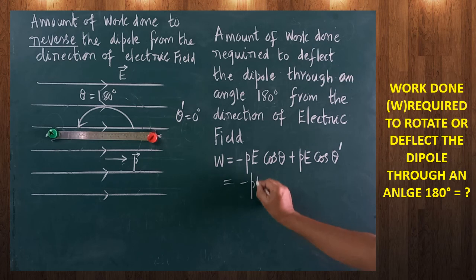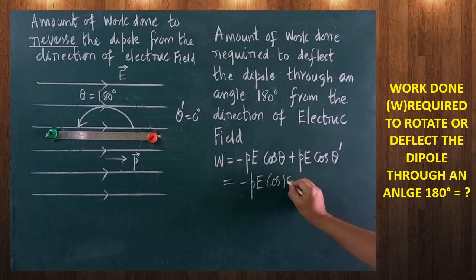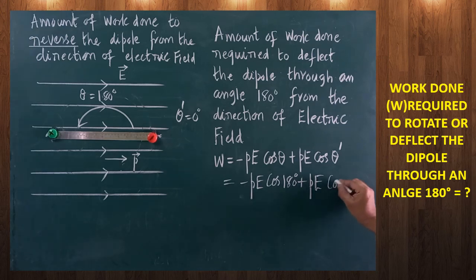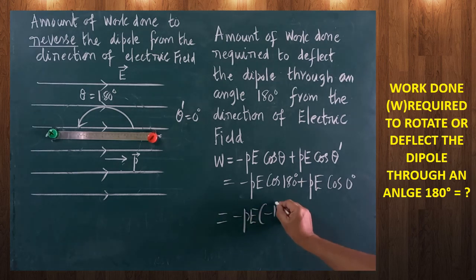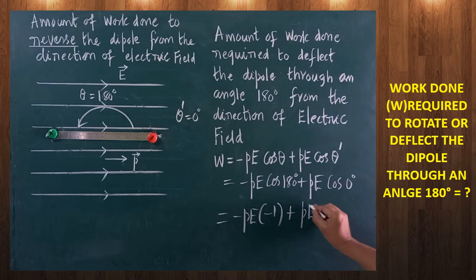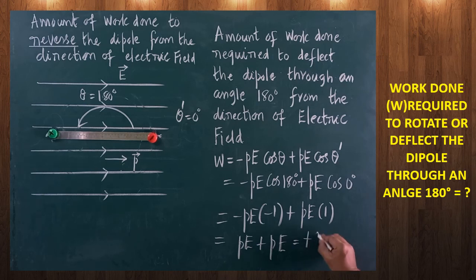Substitute now PE. What is the angle through which that dipole is rotated? 180. So cos 180 to be substituted. Initially, the angle between the P vector and E vector is how much? 0 degree. So the initial angle is 0 degree. So the next step we can write minus PE cos 180, value is minus 1, PE cos 0, value also 1. So this one becomes plus PE, this one also plus PE. So add both, you will get plus 2PE. So it can be called as 2PE.